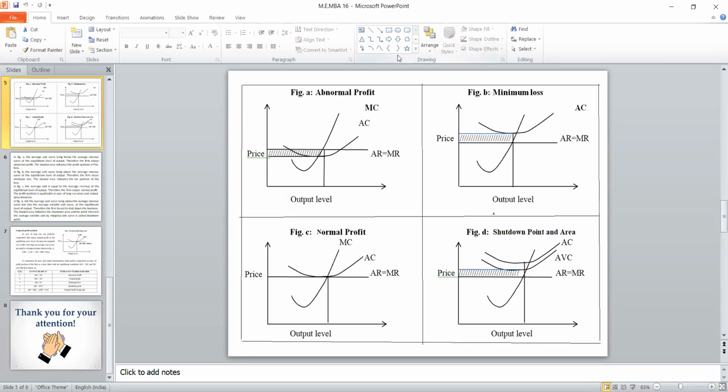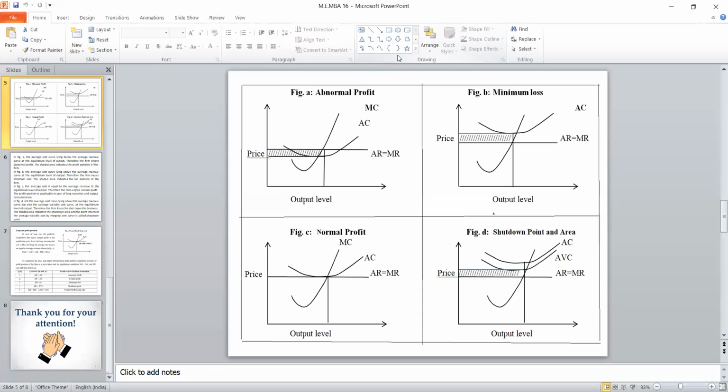If you see all four diagrams, the AR, MR curve and MC curve are the same. Only the change is the average cost curve. The respective firm will have a different average cost curve. The position of the average cost curve will decide the profit position of the perfect competitive firm. In the very first diagram, the average cost is lying below the average revenue and the marginal revenue.